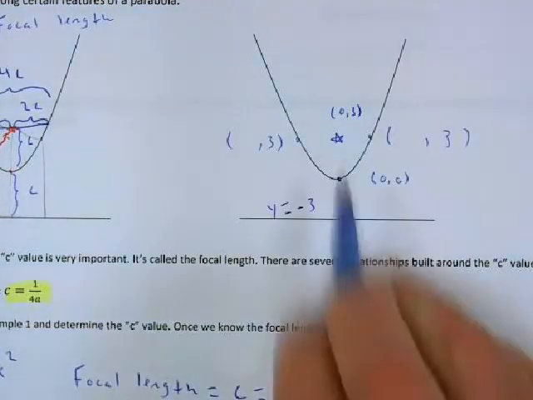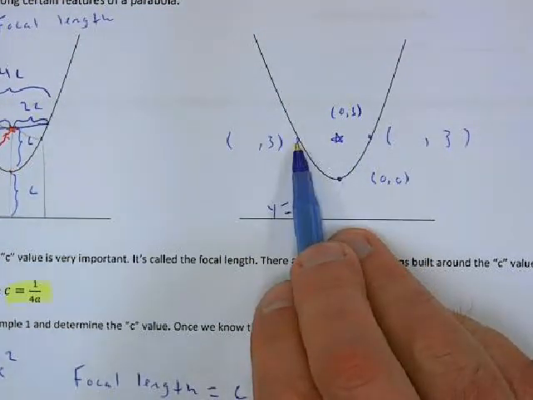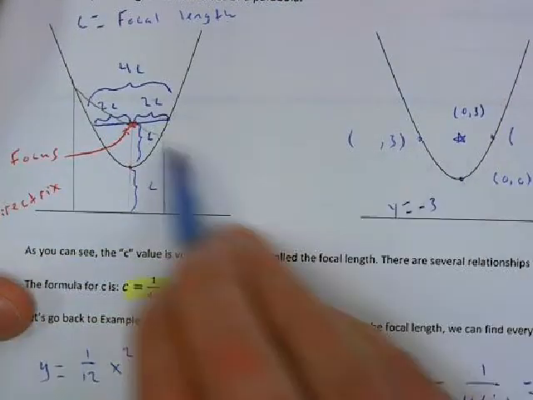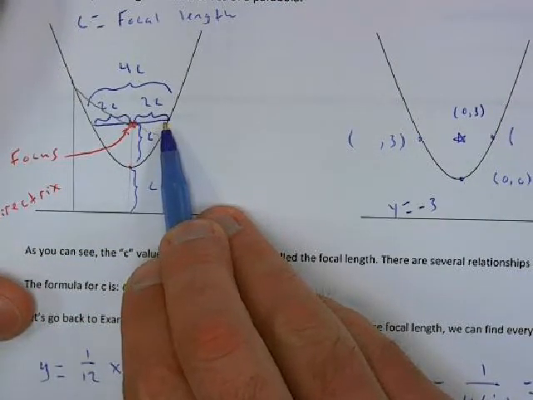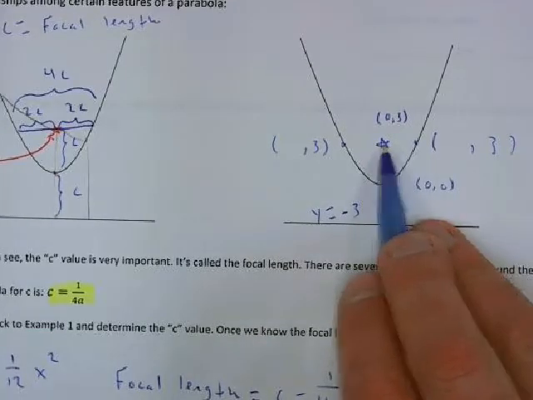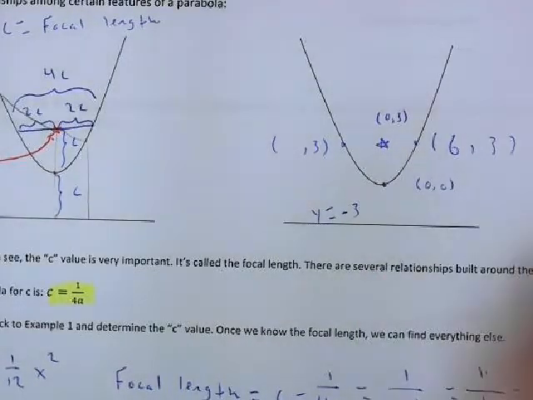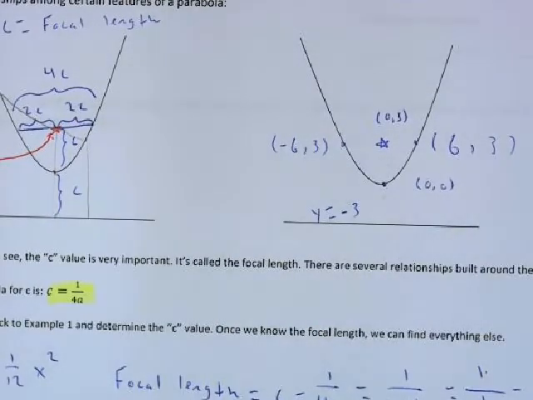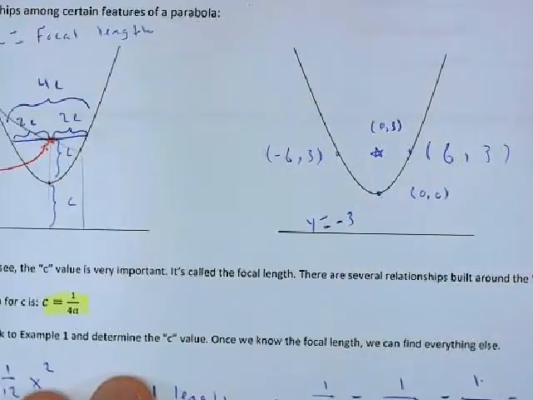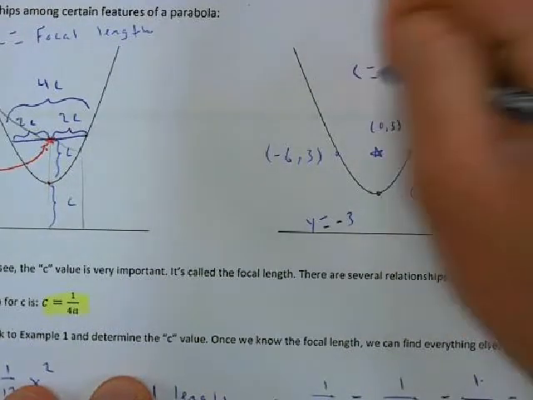And then how far do we have to go over to get to my focal chord endpoints? Remember that distance is going to be twice my focal length. So since my focal length is 3, 2 times 3 is 6, that means I'm going to go right 6 to put me at (6, 3), and left 6 to put me at (-6, 3). And now we have all the things that we wanted, and it all came from knowing our focal length, which was 3.